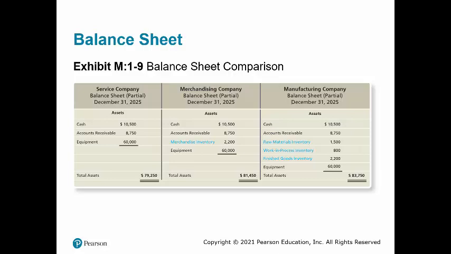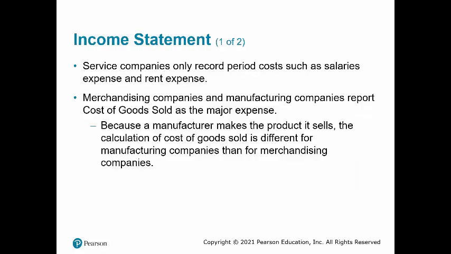When we look at the service company, we don't see any merchandise inventory shown. However, in the merchandising company, we do see that they show merchandise inventory as an asset. When we look at the manufacturing companies, we see those three accounts: raw materials inventory, work in process inventory, and finished goods inventory. There are also differences in the income statements for service companies and merchandising and manufacturing companies.